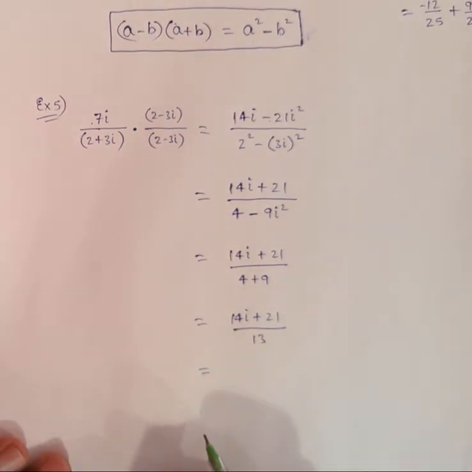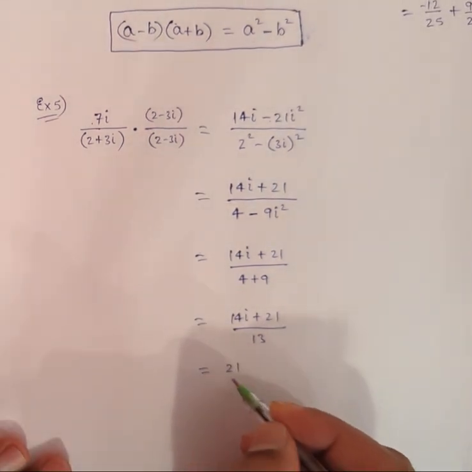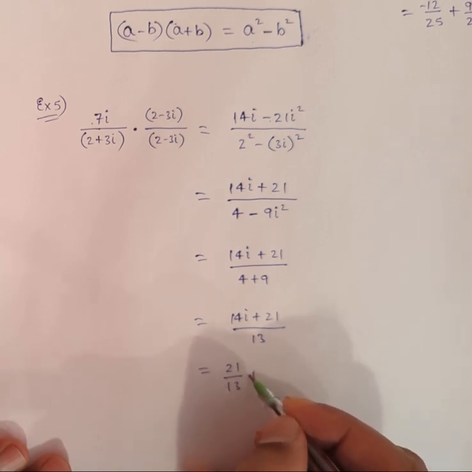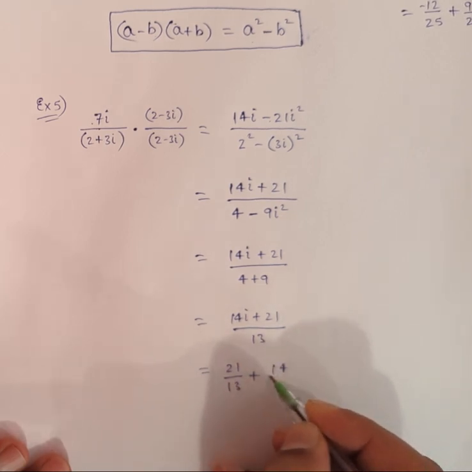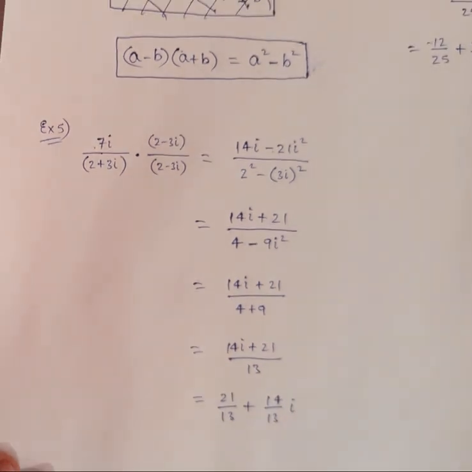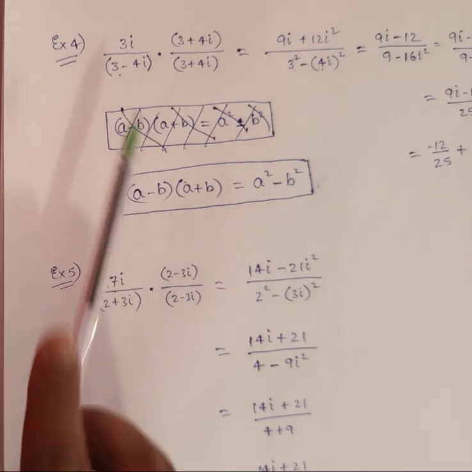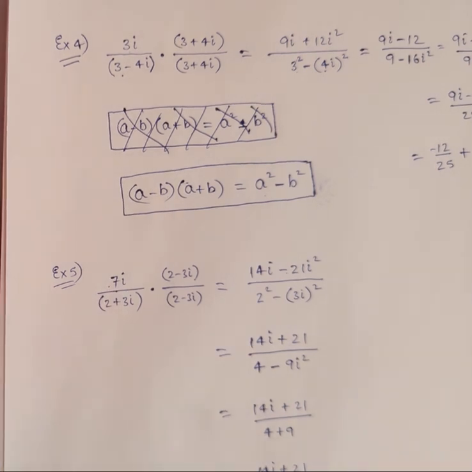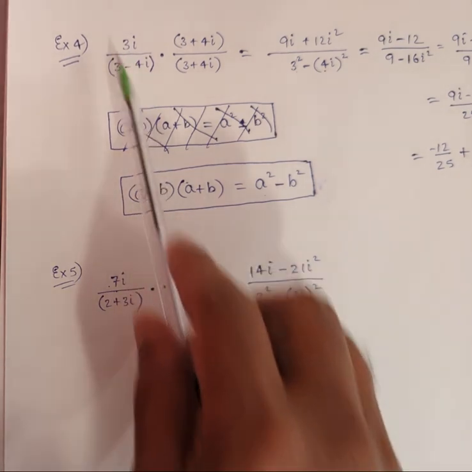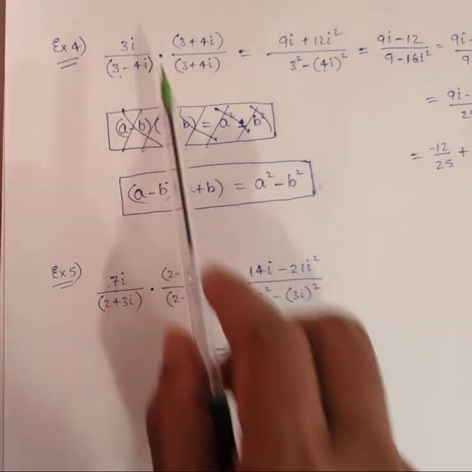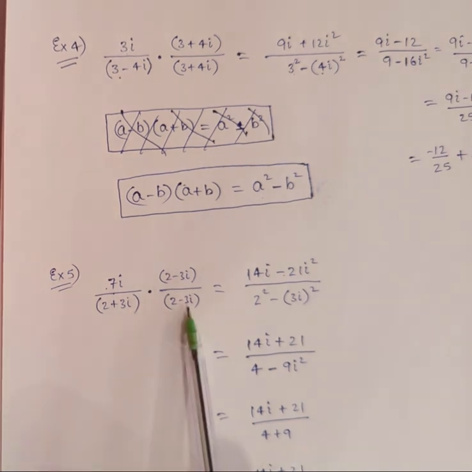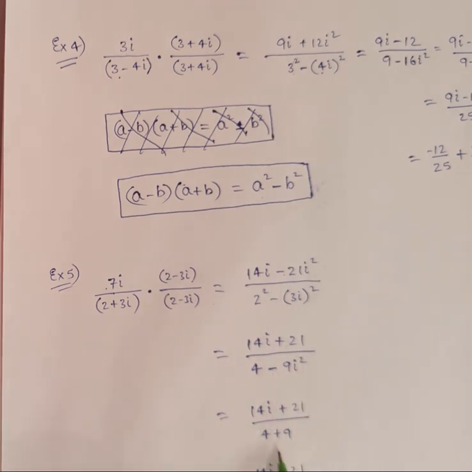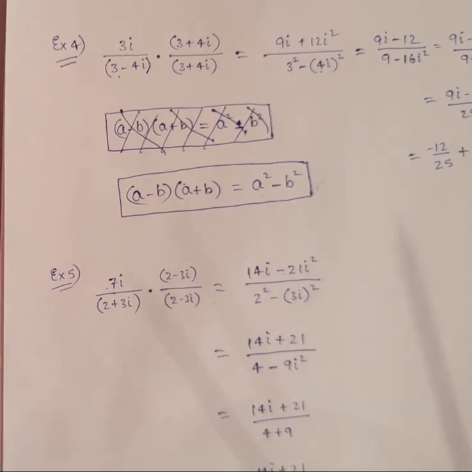Now, if you want to write in the a plus bi form, you would write the real part first, 21 over 13, and then you would write the imaginary part, which is 14 over 13i. All right, in both of these examples, I put the numerator a monomial because that would make the problem a little bit simpler, but it works the same way even if I had a binomial. Now, the thing to notice is the denominator was a binomial, and we multiplied by the complex conjugate of that in order to get something like this, a real number.